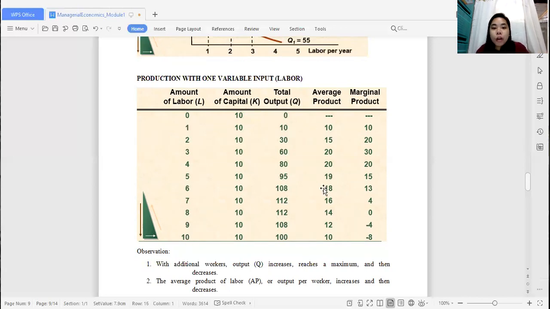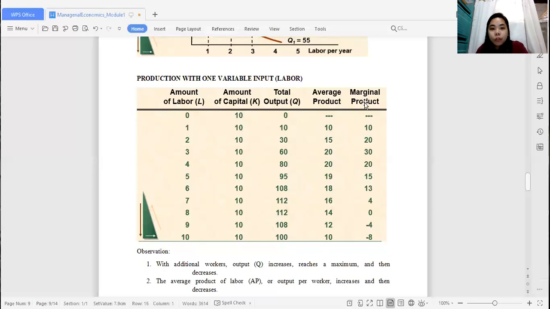So we have here the average product. When we get the average product, it is the total output divided by the units of labor, or your variable input. So we have a total output of 10 divided by 1 unit of labor, so we get an average product of 10. We have 30 units of output divided by 2 units of labor, we get 15. 60 divided by 3, 20. 80 divided by 4, 20. And so on. Do you get it, class? You can follow. That's how you get the average product.